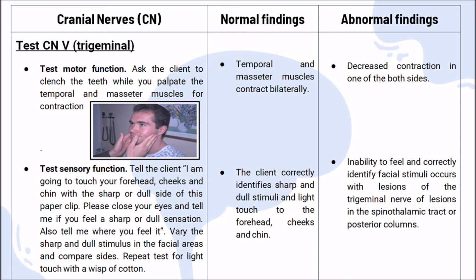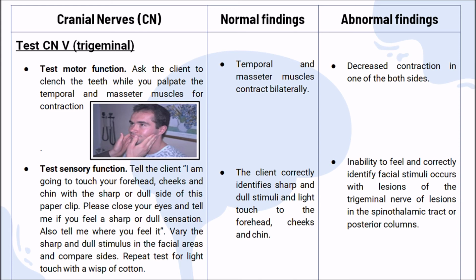Tell the client, I am going to touch your forehead, cheeks, and chin with the sharp or dull side of the paper clip. Please close your eyes and tell me if you feel a sharp or dull sensation. Also, tell me where you feel it. Vary the sharp and dull stimulus in the facial areas and compare sides. Repeat test for light touch with a wisp of cotton. Normal findings: the client correctly identifies sharp and dull stimuli and light touch to the forehead, cheeks, and chin.